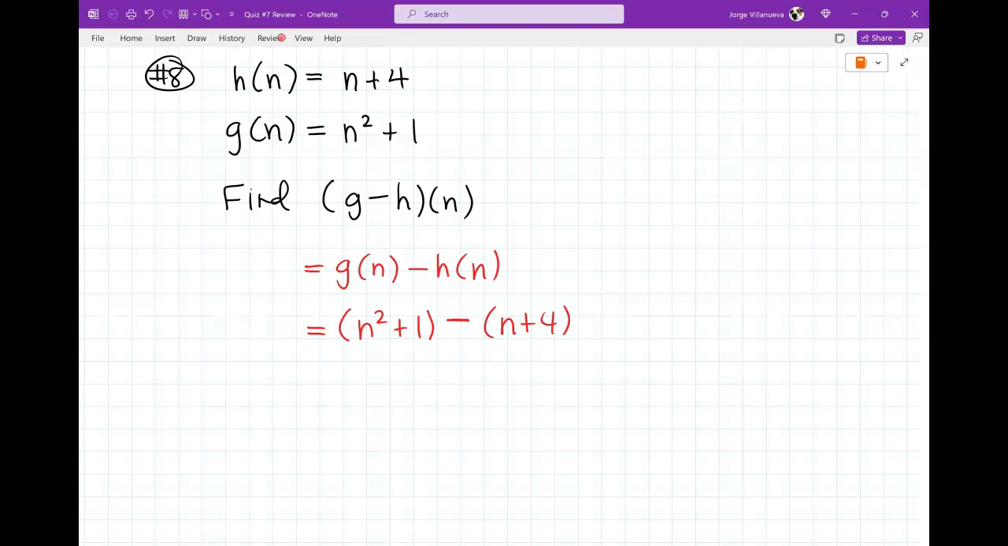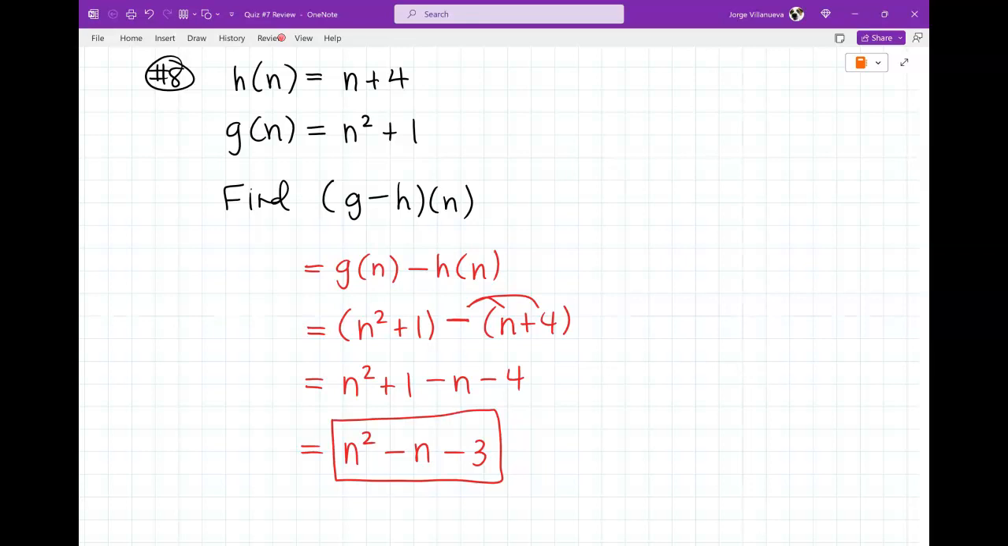So we're going to distribute this negative, okay? So this is going to be n squared plus 1 minus n minus 4. And then just combine your like terms, which would just be the numbers. 1 minus 4 is -3. So n squared minus n minus 3, and you're done. Okay? And this is what your quiz is going to be like, all these types of problems.